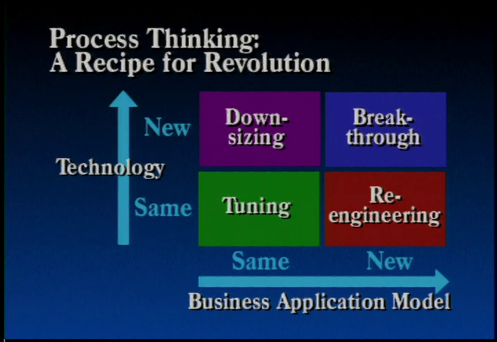For example, in the lower left corner of the matrix, we see what happens if you think about continuing to do things the same old way technologically, and also continuing to do things the same old way from a business perspective. Frankly, that's what the majority of organizations worldwide are doing, tuning their existing organizations, tuning their existing business systems.